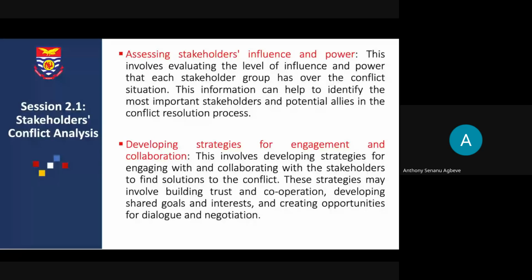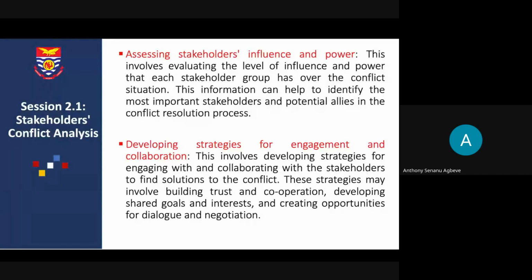That does not bring harmony and cohesion. So you have to be able to identify these various groups and the kind of power they wield. And then, having done that, you develop strategies that you are going to use to engage these stakeholders, right? You need to develop strategies.